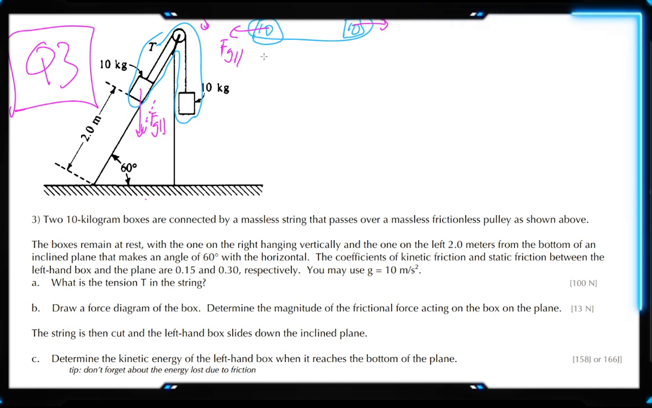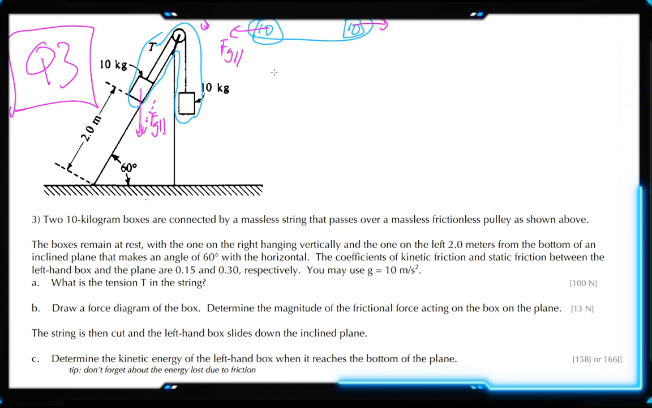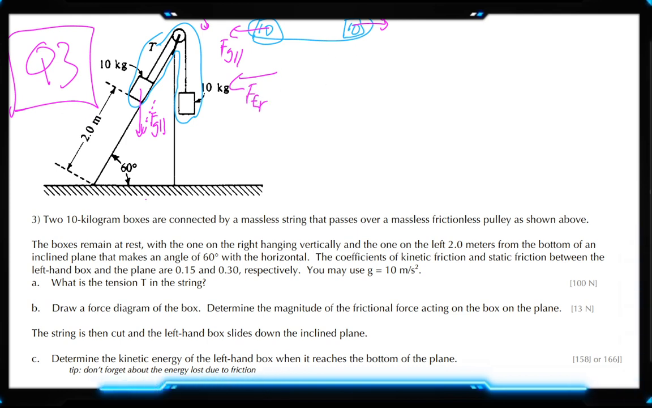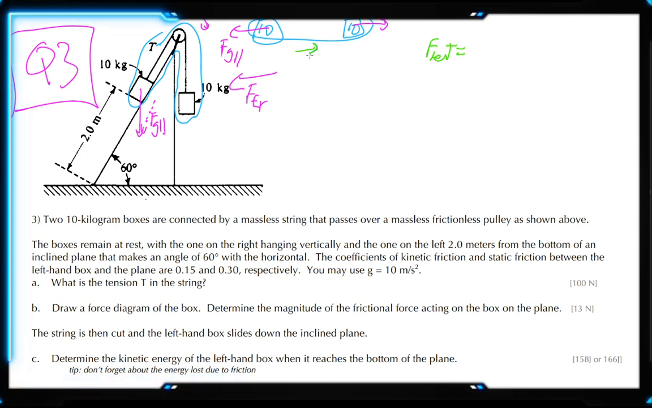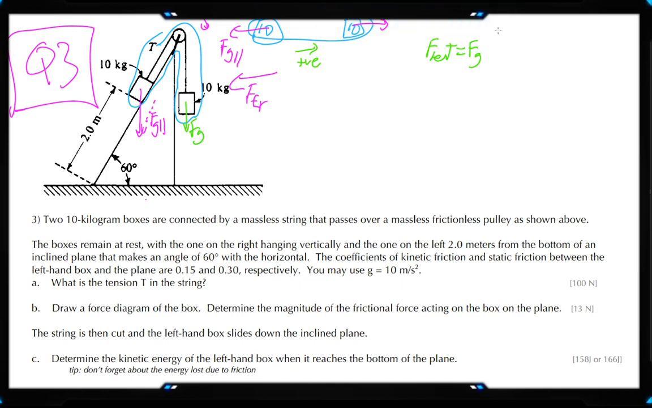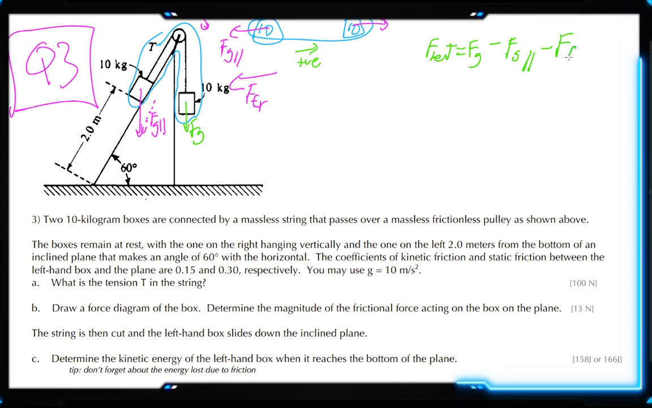And there's also a friction force opposing this. So the static friction force is a friction force that's static. Let's just see the net force with those three forces involved. So we'll say net force equals, I'm going to make this way positive, Fg of the 10 kilogram one, minus the Fg parallel, minus friction force.